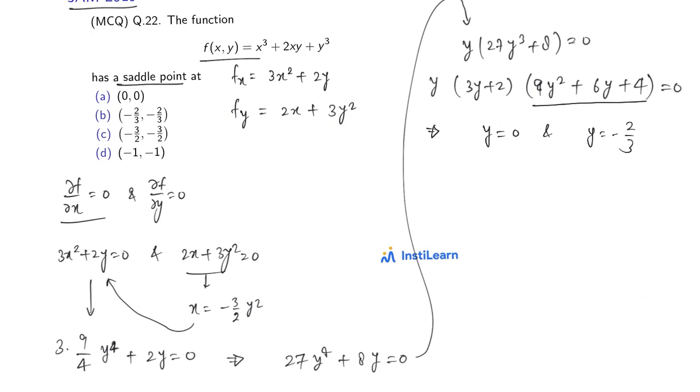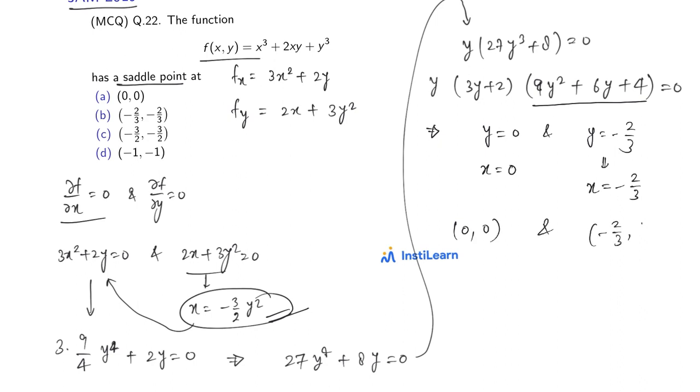Now putting the value of y in this equation, we would have the value of x corresponding to each value of y. For this we have x is equal to 0, and for this we have x is equal to minus 2 by 3. So we have two critical points, (0, 0) and (minus 2 by 3, minus 2 by 3). Now we need to classify which one is the saddle point. To classify that, we need to find the value of fxx, fyy and minus fxy square.